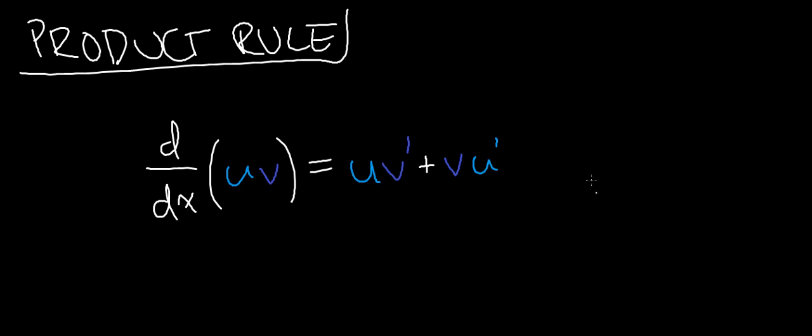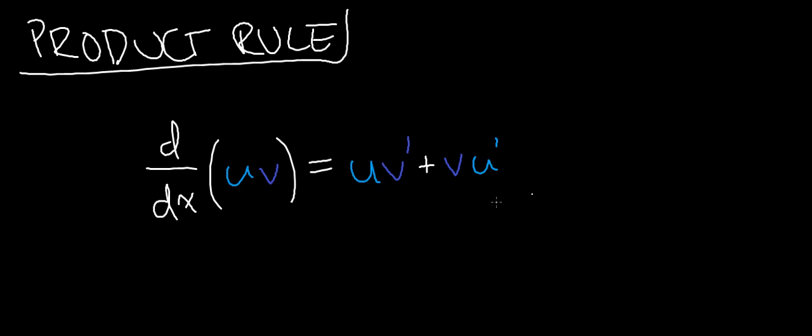There's a couple more steps in order to find the derivative of a product. So if we want to find the derivative of some value u times another value v, we take the first value, and we multiply it by the derivative of the second value, and then we add it to the second value times the derivative of the first value.